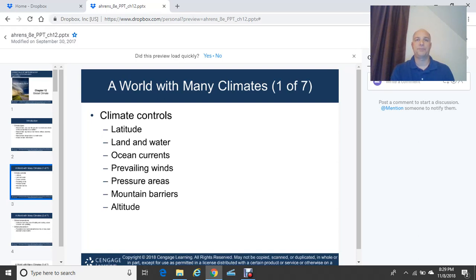Whereas if you live in the polar areas, you may be dominated or influenced by higher pressure and much colder air masses. Mountain barriers, mountains play a major role in the climate of an area. For example, if you live on the windward side of a mountain, you're going to have a cooler and wetter climate.